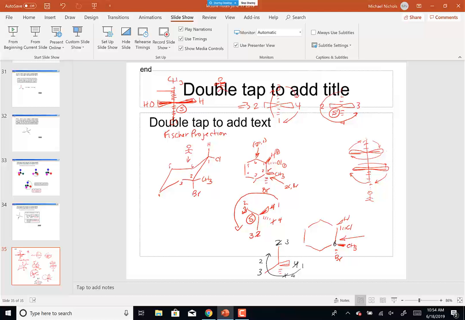All right, so for cyclohexanes, I can give you a cyclohexane either as a flat cyclohexane or as a chair. My recommendation is if you see it as a chair, make it flat, because then you can deal with it as you would any tetrahedron. So regular tetrahedron, Fischer projection, then a chair cyclohexane. Those are three of the different structures you can do R and S for. There's one more.